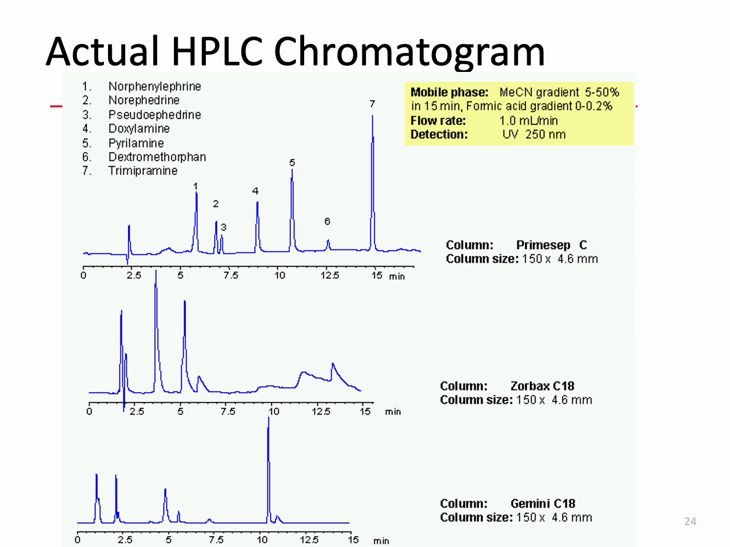Now this is an actual HPLC chromatogram. So you can see on the top left, for example, that we have a sample, and the sample has several compounds. One of them is norepinephrine, we have pseudoephedrine, we have doxylamine, we have pyrilamine, we have dextromethorphan, and we have trimipramine. Now, you have this in a mixture, which is in our sample.